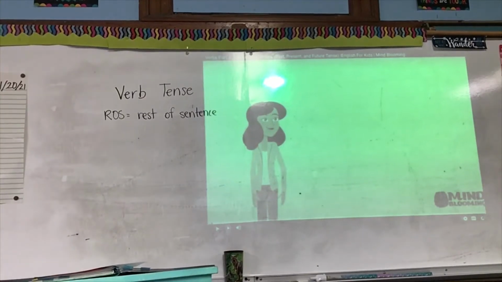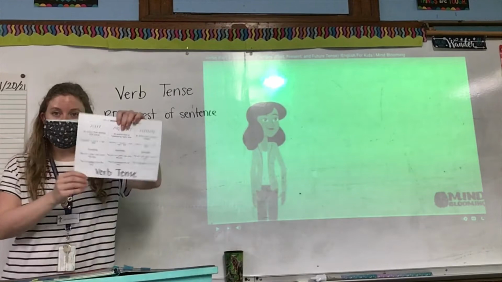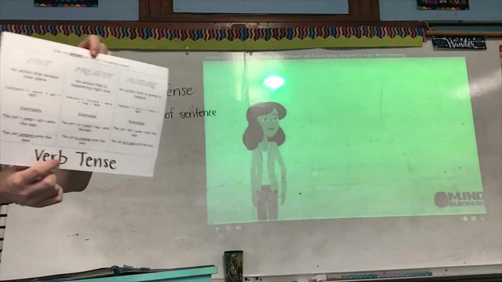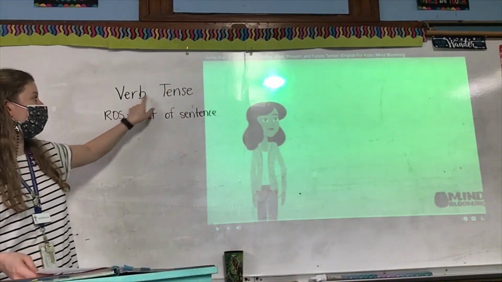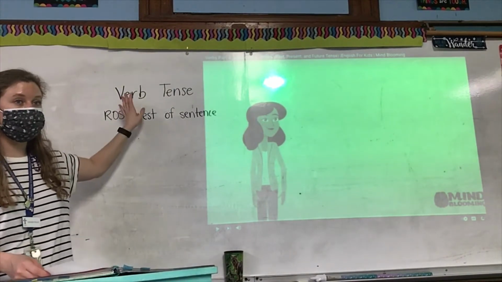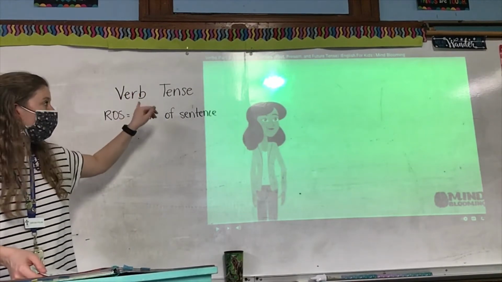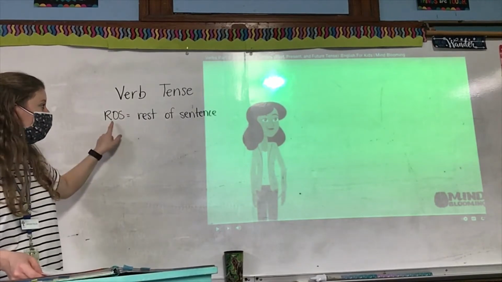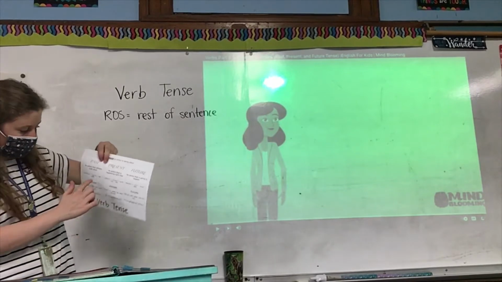Everybody should have out their grammar notebooks open to a clean page. And you should all have your verb tense anchor charts. Now they don't have the title on them, I just realized. So you need to add the title, Verb Tense, to the bottom. Remember, it's a title, so what happens to the first letter of both words, Zadie? They get capitalized.